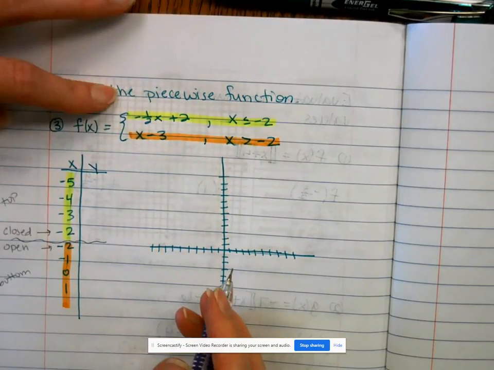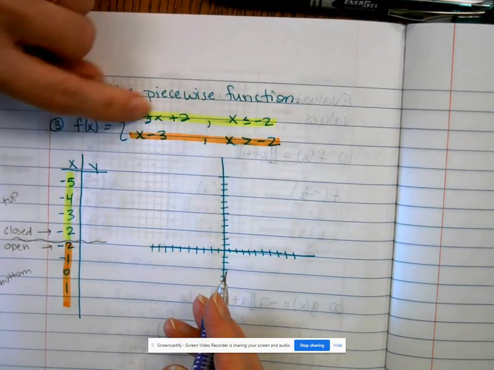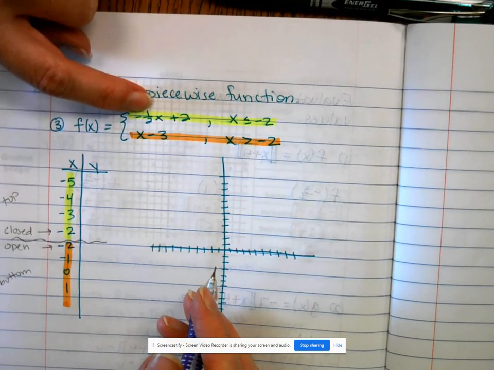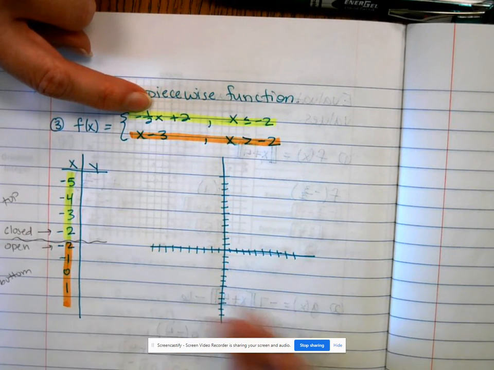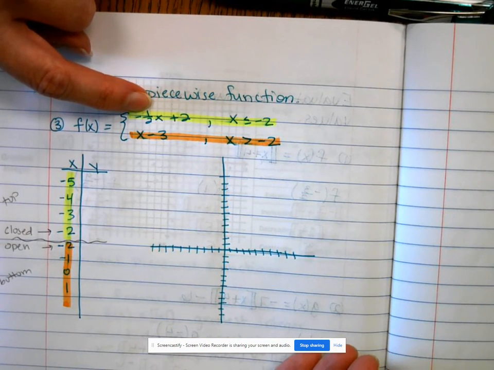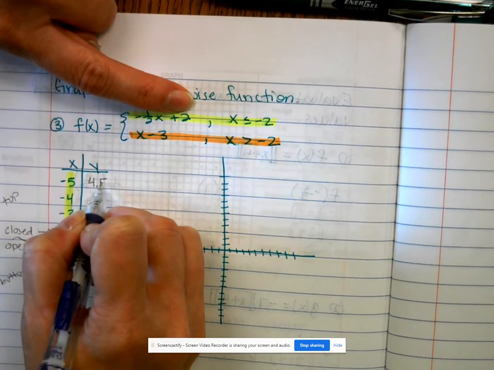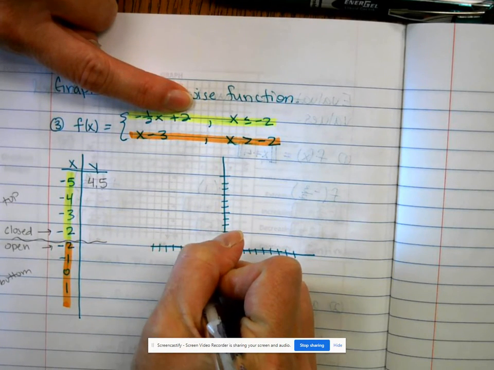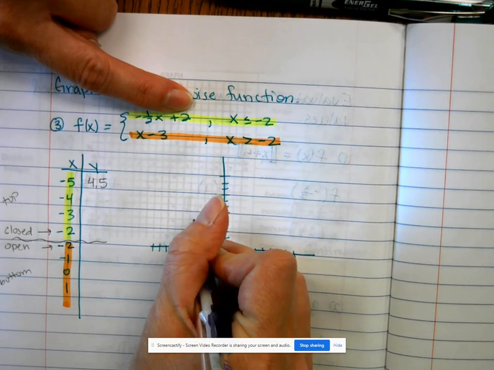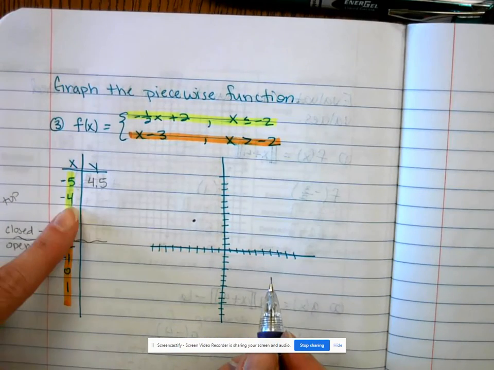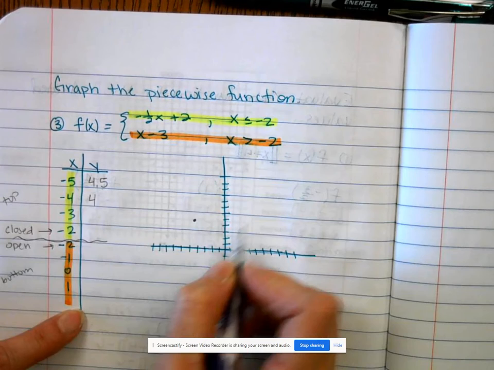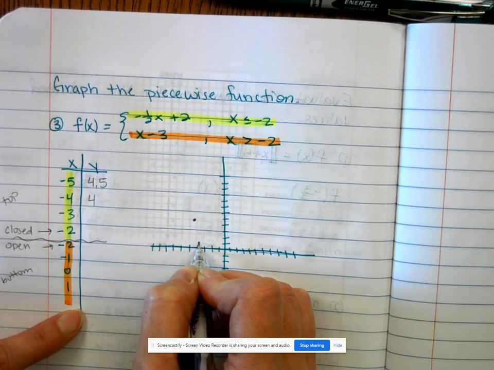All right, so if I plug in a -5 to the top function, because -5 is smaller than -2, then I have -1/2 times -5, so 5 halves, which is 2.5, plus 2 gives me 4.5. So I have a point at -5, 4.5. All right, -4. You have -1/2 times -4, which is +2, plus 2 is 4. So there's a point at -4, 4.